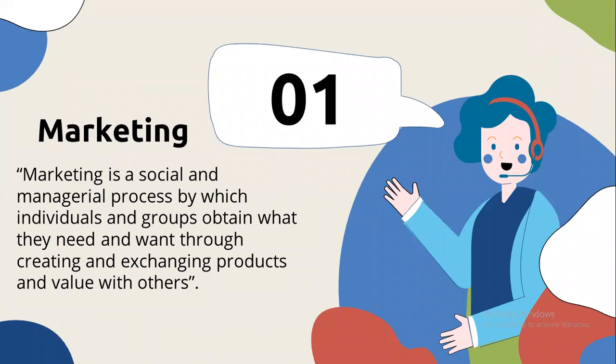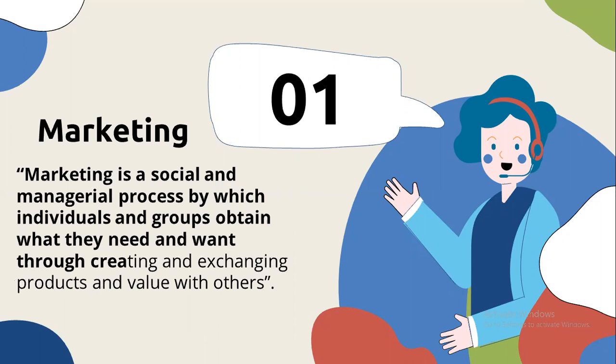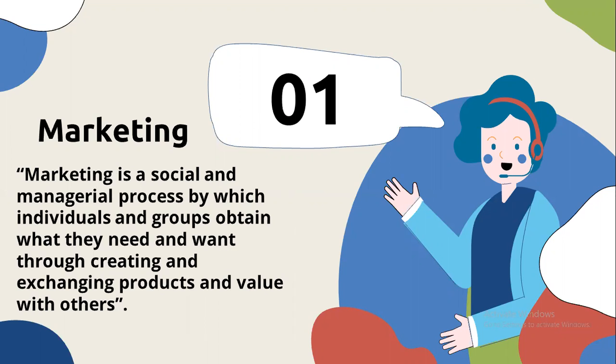So let's understand what marketing is. Marketing is a social and managerial process by which individuals and groups obtain what they need and want through creating and exchanging products and value with others. So this is a broader definition of marketing. So we are essentially talking about a process by which you go ahead and buy something that you need or which is your want.